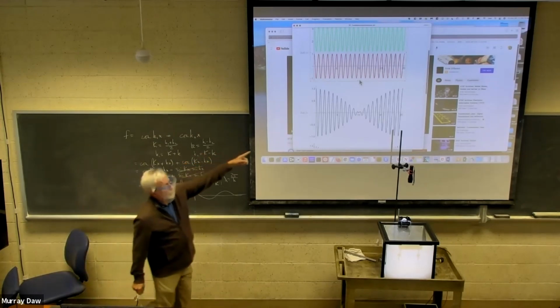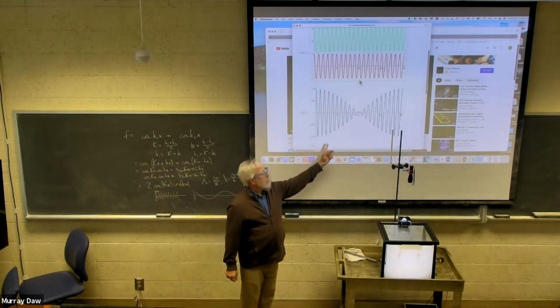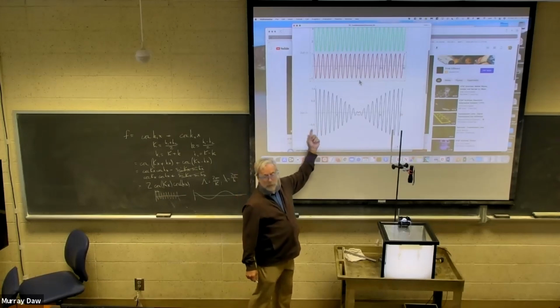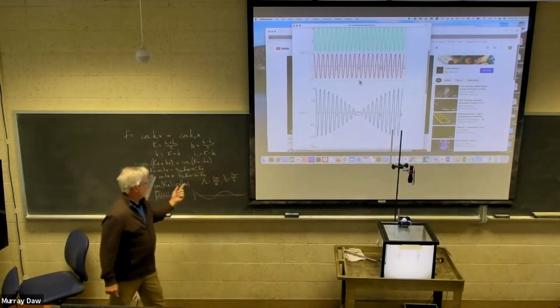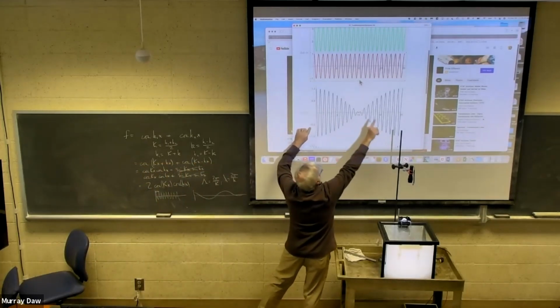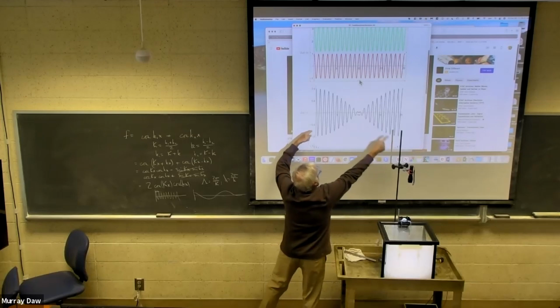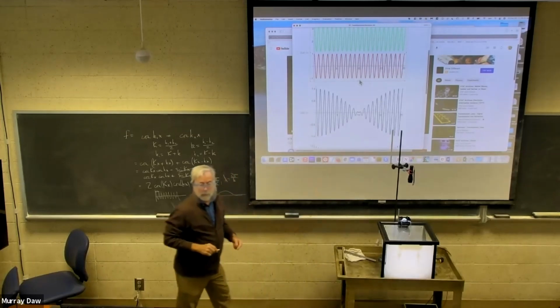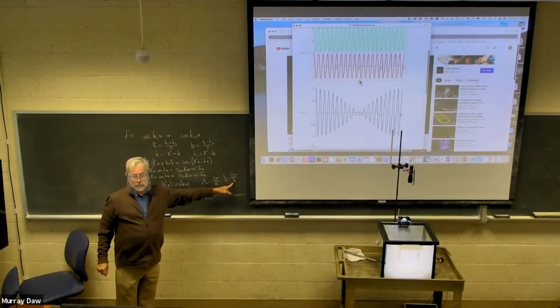And you can see that here. See how we have the short wavelength right here, which comes from the sum, the average. And then we have the long wavelength, this envelope. That's the long wavelength, which comes from the difference. Do you see how that works?